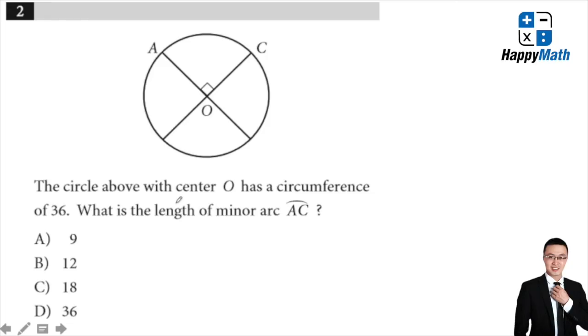The circle above with the center O has a circumference of 36. What is the length of the minor arc AC? The minor arc AC is opposite the angle 90 degrees. It means a quarter of the circle. So I can take 36 divided by 4. So the length of the arc AC is only 9. So A is the final answer.